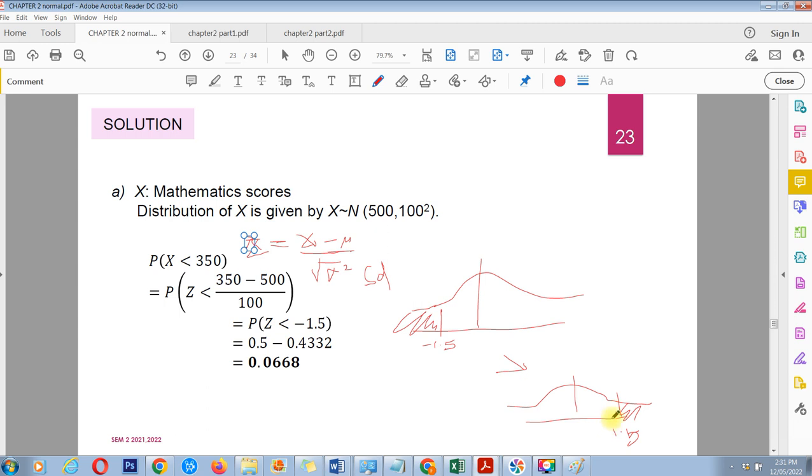So to get this point, 0.5 minus this area. 0.5 minus this area, actually, yeah, this area, 0.432. Okay, logic boleh saya boleh lah.